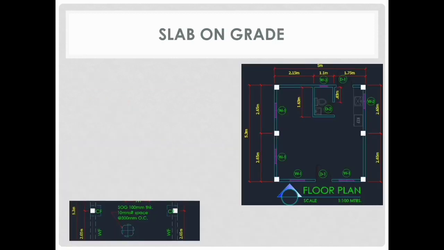So next is slab on grade. Slab on grade, ito yung slab na nakapatong doon sa lupa. Kasi ang tawag dun sa mga second floor natin is suspended slab. So ang kailangan natin para ma-compute yung volume ng slab on grade natin, ito, yung floor plan, and syempre, yung details ng SOG, yung thickness. So, dito, ang naka-reflect is 100 mm or 0.1 meters.